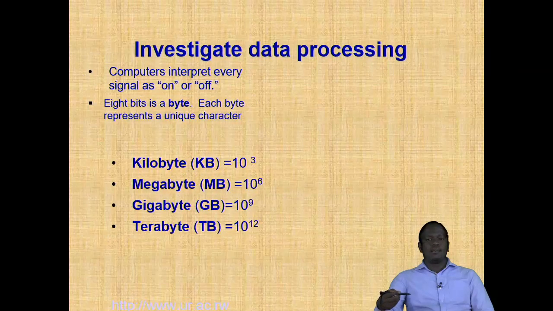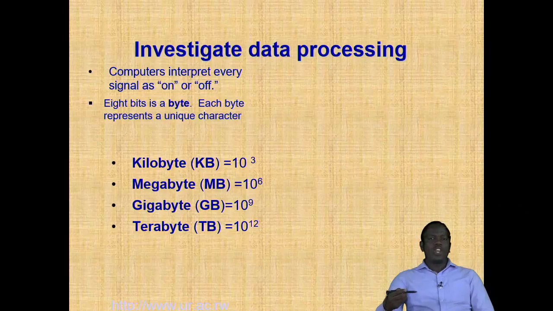We see examining data processing here. The computer can interpret a signal off and on, which means the computer can understand the language of 0 and 1 as a binary system. When you have 8 bits, that is a byte, because the unit of the data is a byte. Each byte represents a unique character.